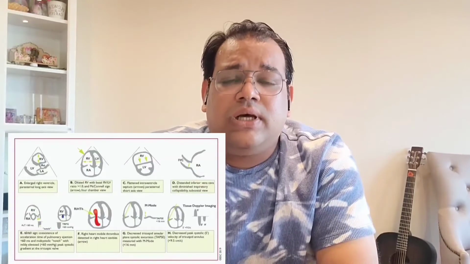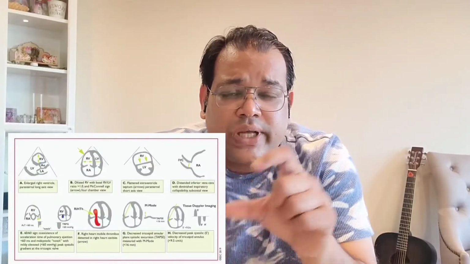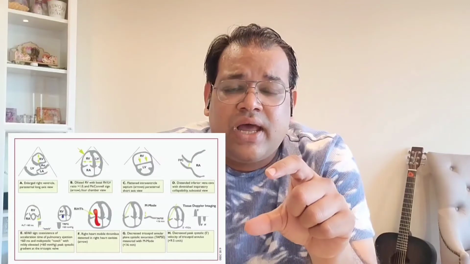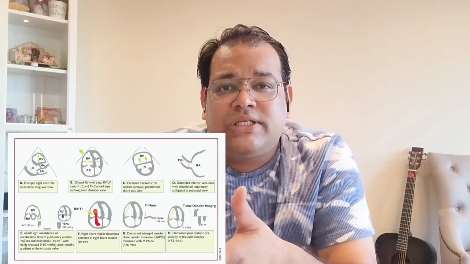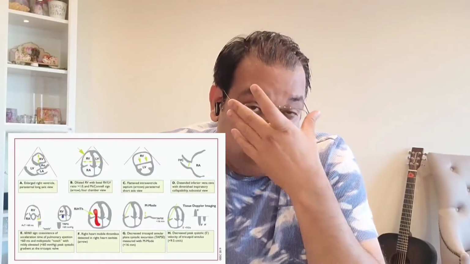So that is another important sign which might give a clue that there may be a pulmonary embolism. Now, if you look at the subcostal view, you can see a prominent inferior vena cava and very little or no movement during respiration. So that also indicates back pressure changes, and it may be because of the pulmonary embolism.